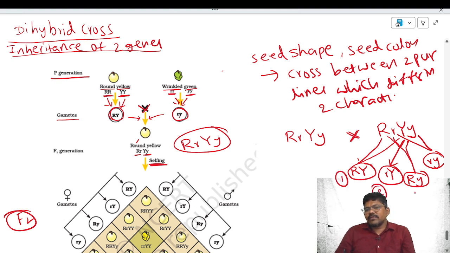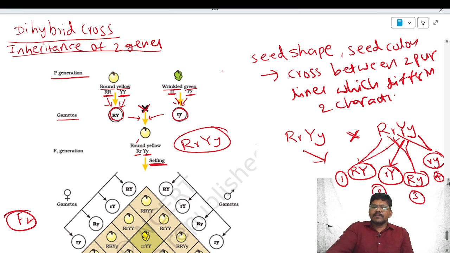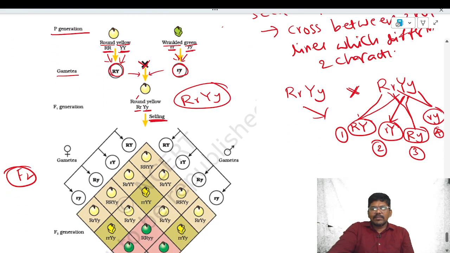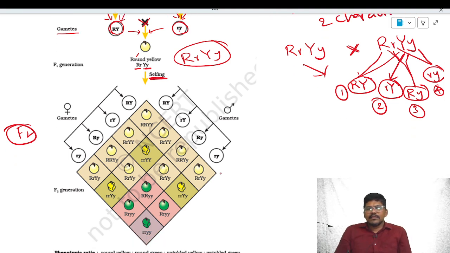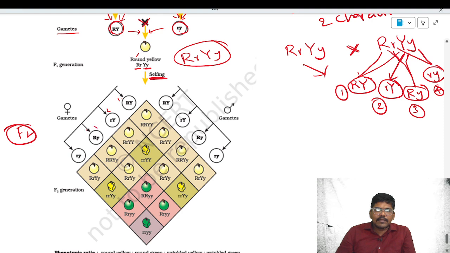Four gametes can be formed from the heterozygous dominant plant of the F1 generation. Similar types of gametes are formed from both parents. Now, if you observe the possible F2 generation plants by the Punnett square, this is the Punnett square. This is the first gamete, second gamete, third gamete, fourth gamete of one parent. Same, first, second, third, and fourth gamete of the other parent.